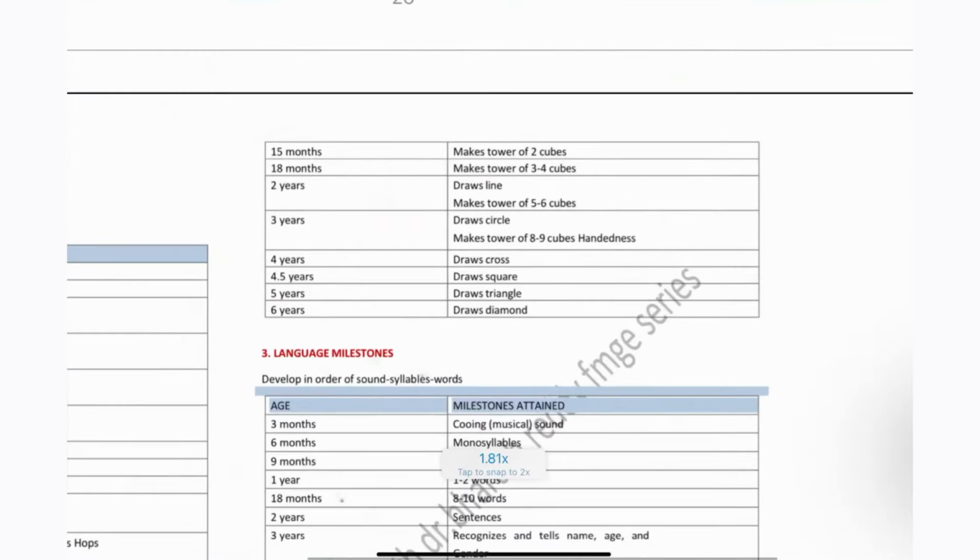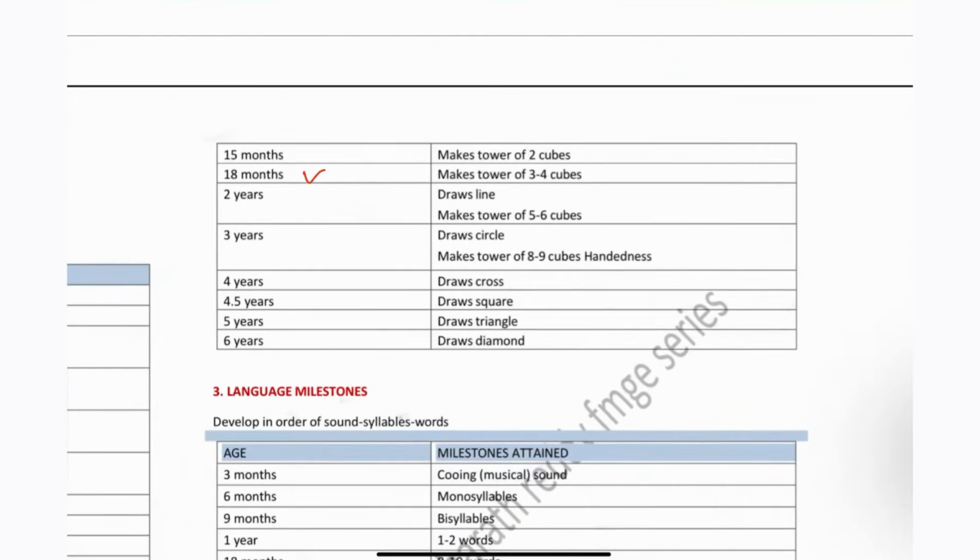Next, other features: at 18 months the patient is going to make a tower with 3 cubes. At 2 years, a tower of 6 cubes, and two lines will be drawn. At 3 years, circle, and 4 years, cross. Okay, 5 years, remember it is going to be triangle, and 6 years is going to be diamond.